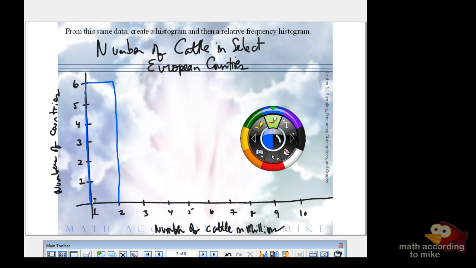All right, there you go. I drew that rectangle there because the class between 1 and 1.99 had a frequency of 6. The next class from 2 to 2.99, what was the frequency? 3. The class from 3 to 3.99, what was the frequency? 0. We don't draw a rectangle between this 3 and 4 here. 4 to 4.99, 2.